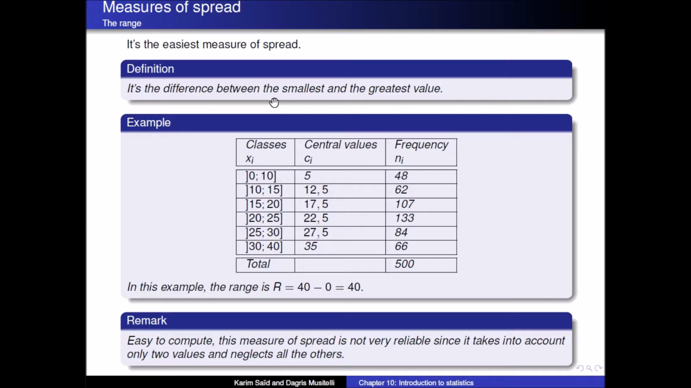It's called the range. The range is just the difference between the smallest and the greatest value. So with this example here, the smallest value is 0, the greatest one is 40. So the range is the difference, 40 minus 0. So the range is 40. That's it, very easy. It's easy to compute, but it's not very reliable because it only takes into account the extreme values.